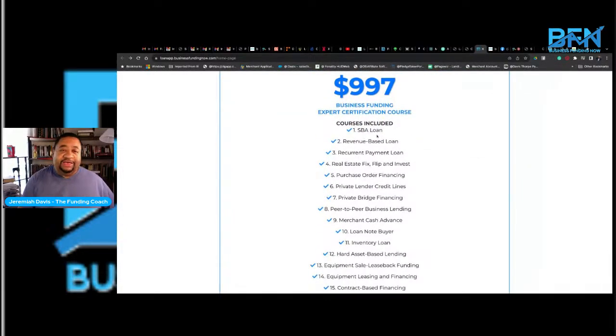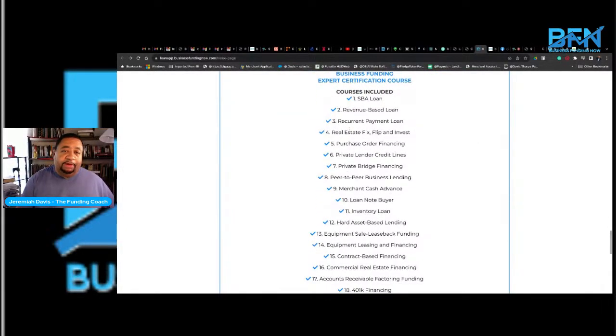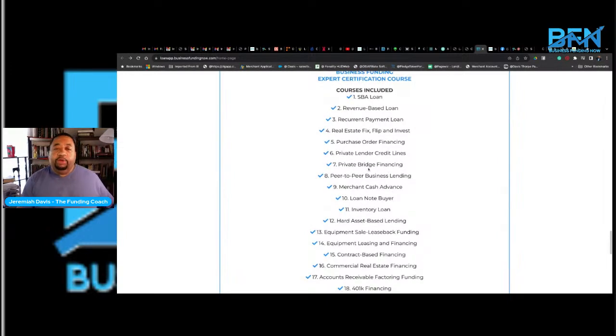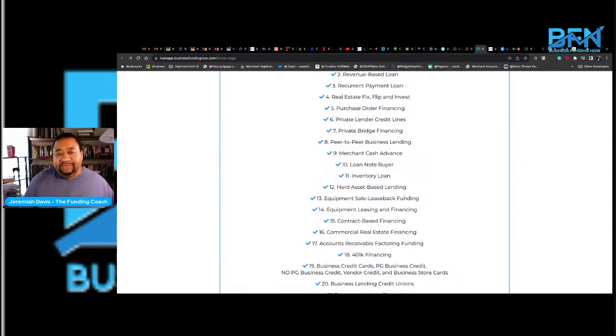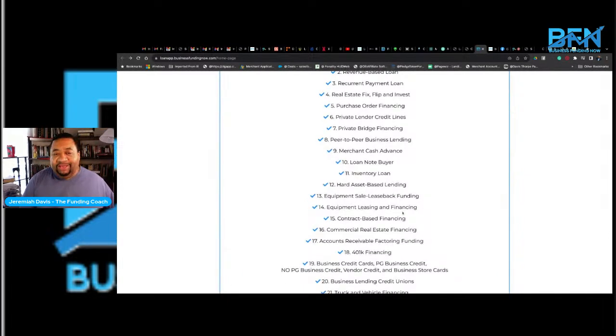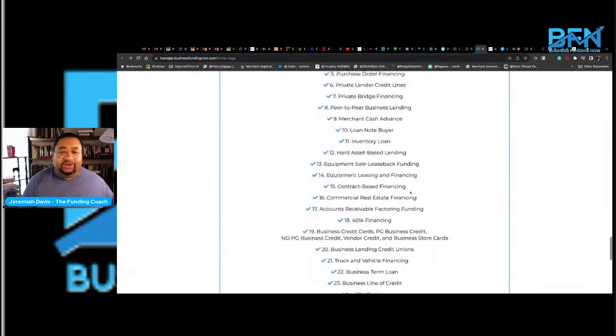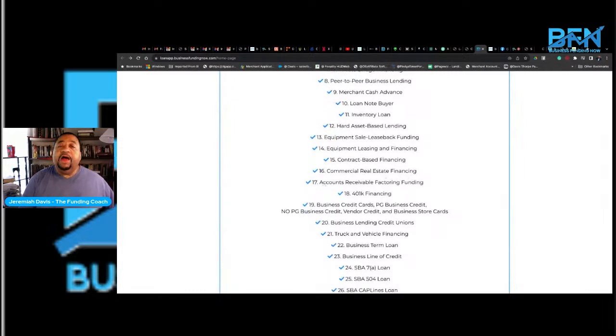Here are the loans. You've got SBA loans, revenue-based loans, recurring payment loans, fix and flip, investment, purchase order, private lending, credit lines, private bridge financing, peer-to-peer, business lending, merchant cash, VAT, note buying, inventory, hard assets lending, equipment sale leaseback, equipment leasing and financing, contract-based financing, commercial real estate financing, accounts receivable.